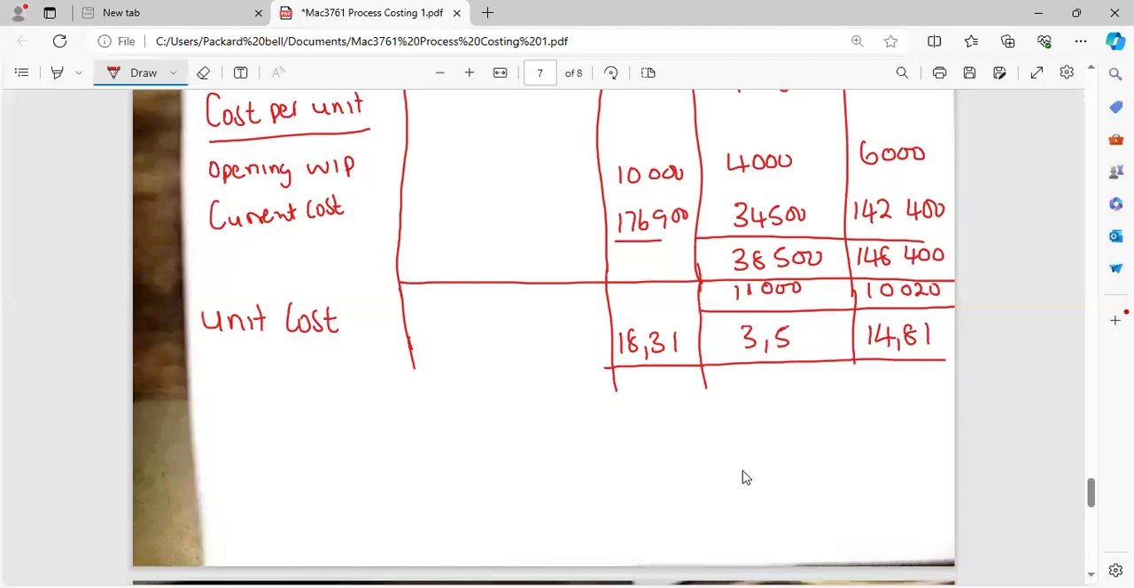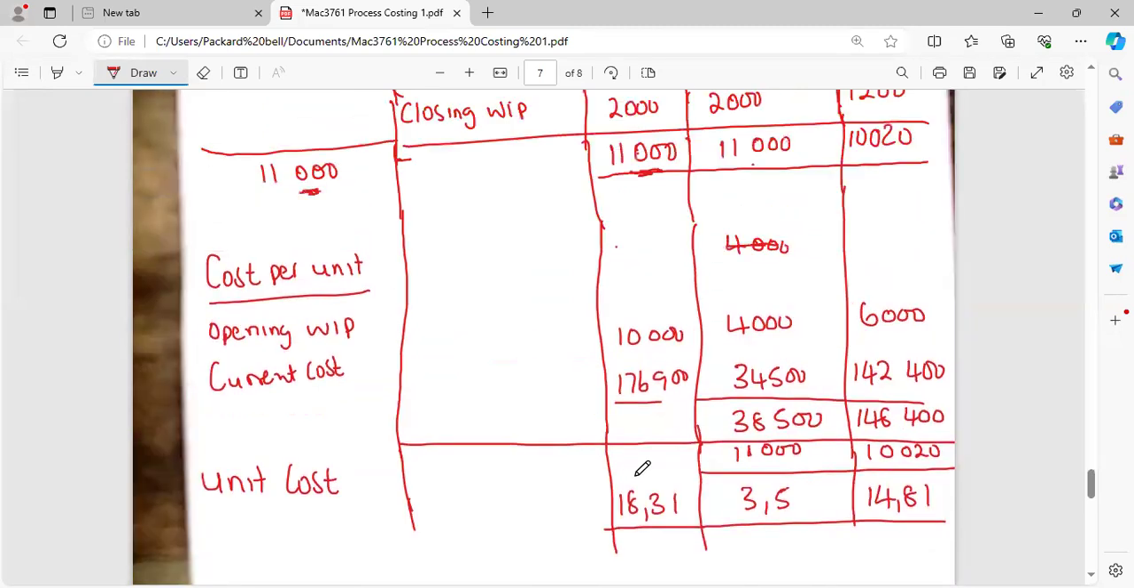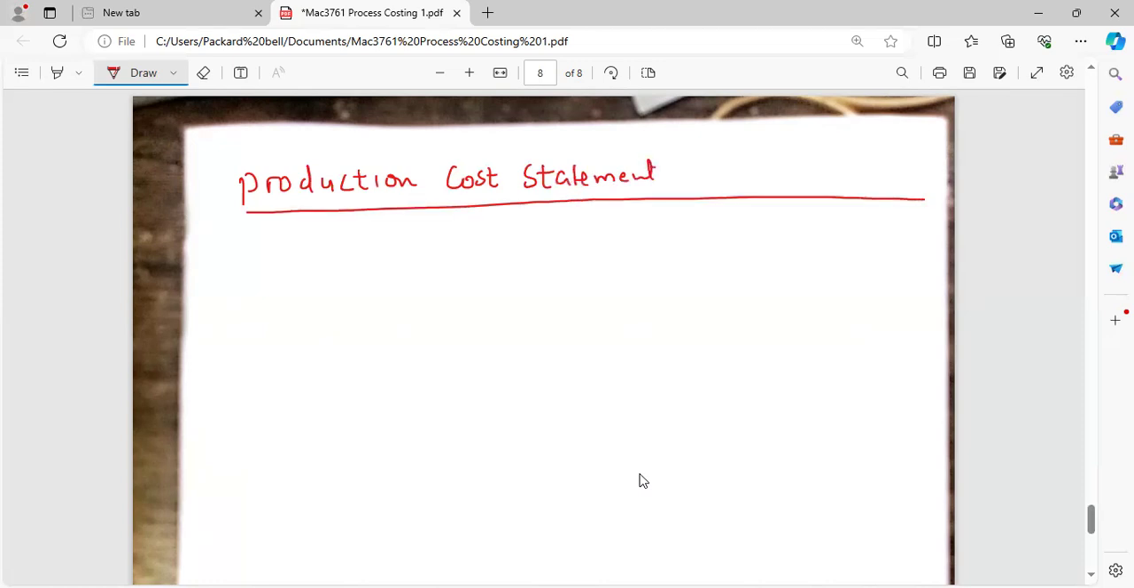Anyone with a question before we go to the next part, which is the production cost statement, the last part? Is there anyone with a question before we do the production cost statement? Then we will do now the production cost. Production cost statement is only about converting those quantities into money. It's not going to be much different from what we have done, but let's just do it since we still have time.